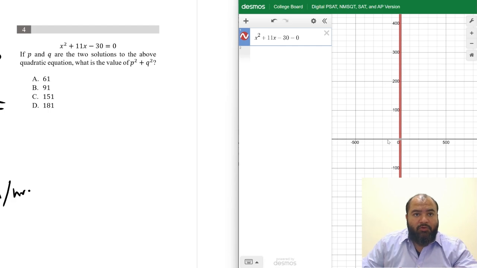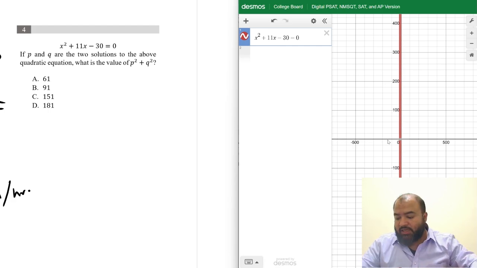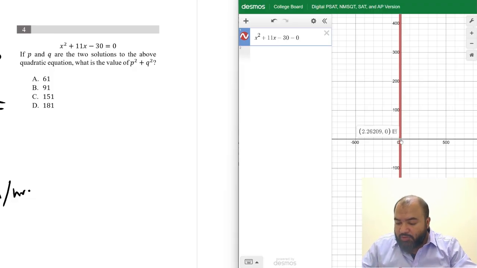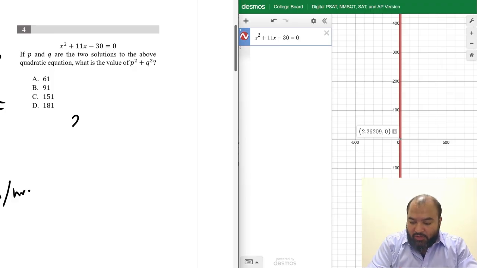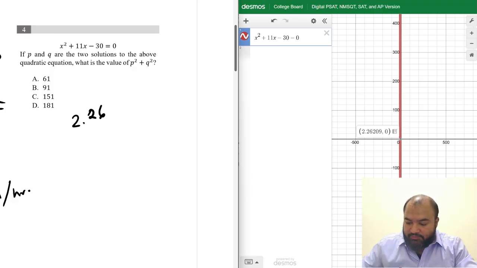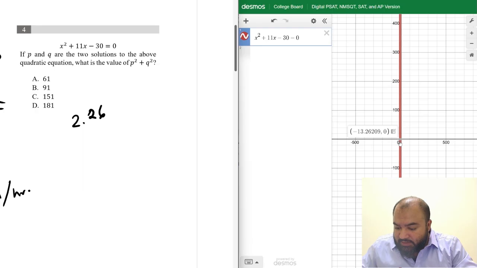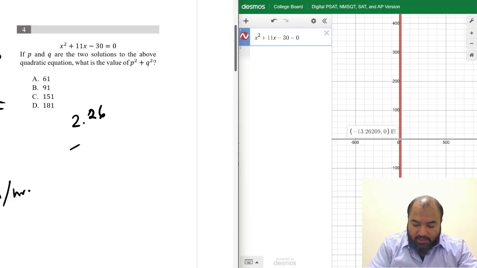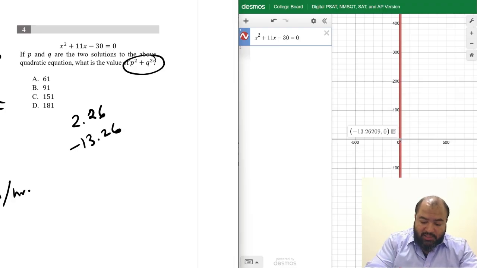Okay, question number 4, again a quadratic equation, how to solve it. What did I say before? We're going to use Desmos for that. So I just typed it into Desmos. There are 2 points, as you can see. One is 2.26. I'm just going to write one is 2.26. The other one is -13.26. So now they said square and add them.